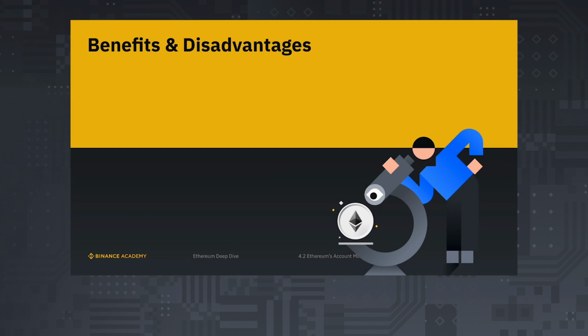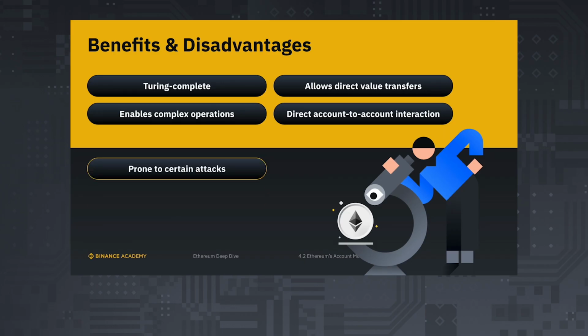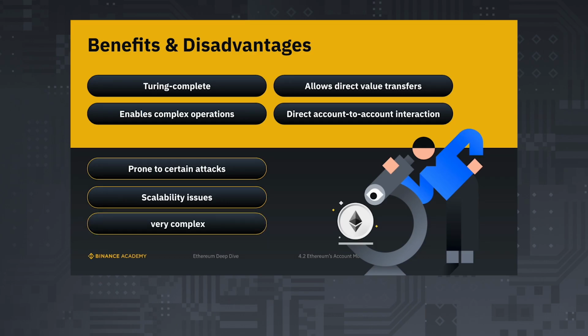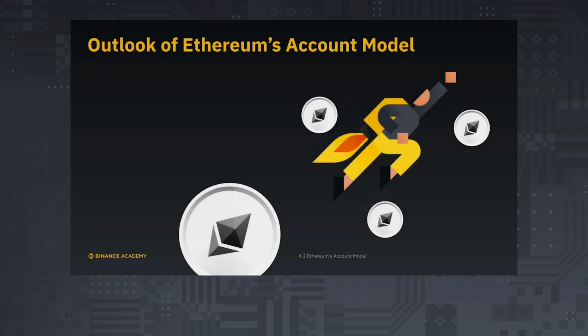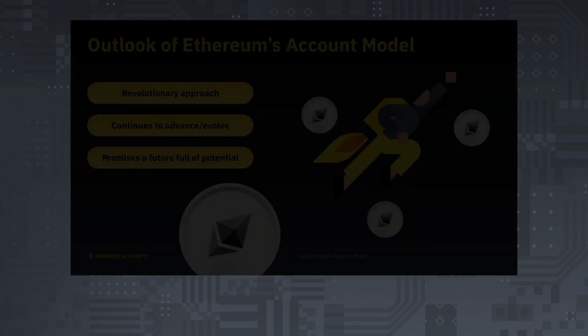Like all of the key crypto concepts we've discussed in this course, the Ethereum account model also has its benefits and disadvantages. It's Turing complete, enables complex operations, allows direct value transfers, and offers direct account-to-account interaction. But it's also prone to certain attacks, suffers from scalability issues, and is very complex. Despite these challenges, Ethereum's account model stands as a revolutionary approach to blockchain-based decentralized computation. And with ongoing advancements, Ethereum continues to evolve, promising a future full of potential.